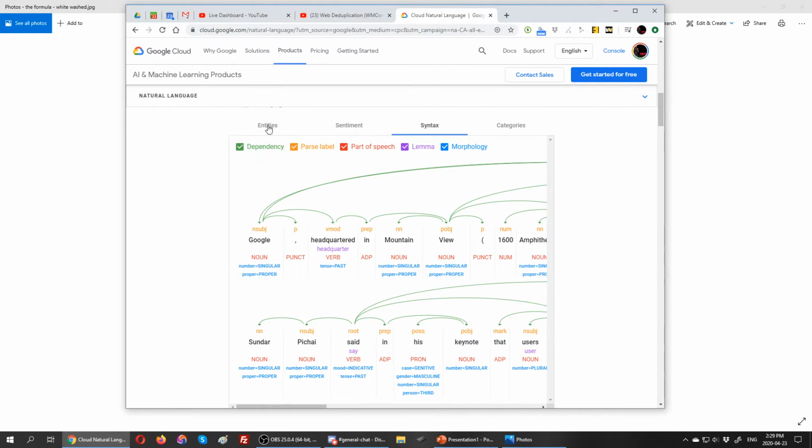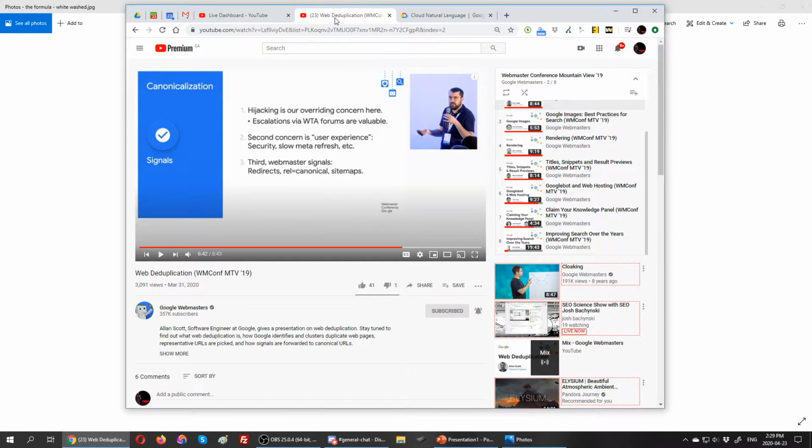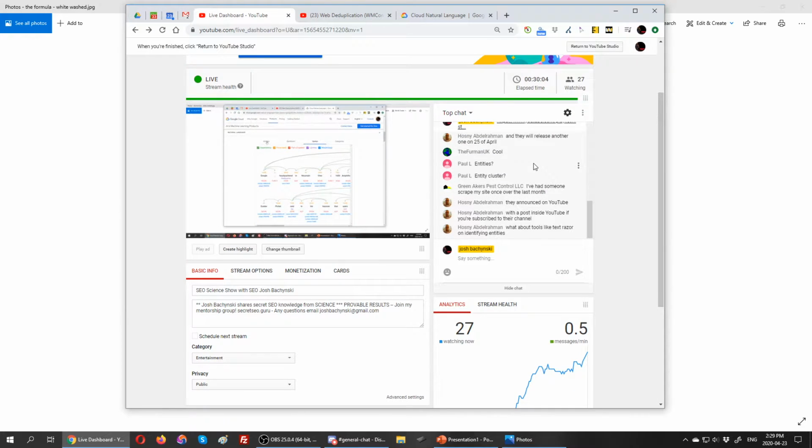So that's what entities truly are when it comes to Google. And no, they don't cluster them. Not at all, really, actually. In fact, they separate them. So I've said enough already. So that is the answer to that question.